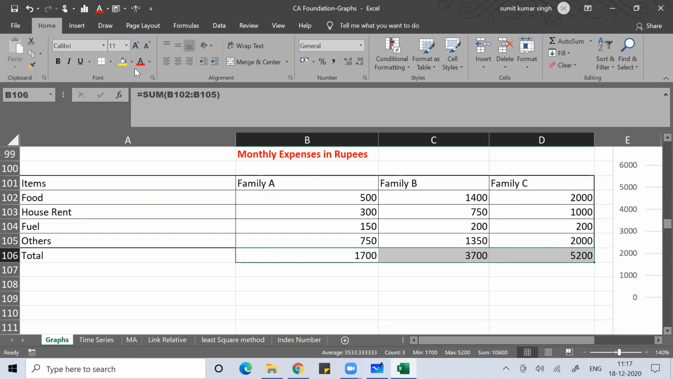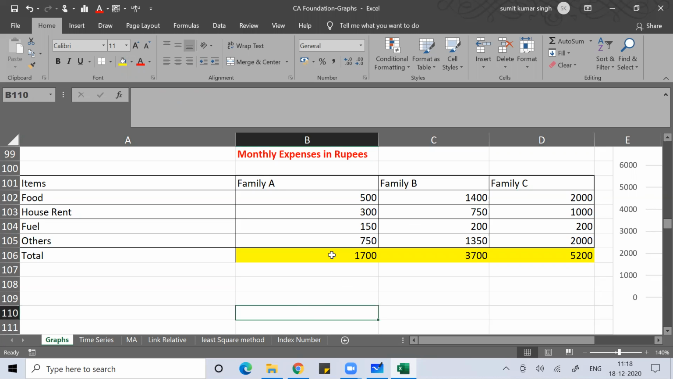When I talk about this total, 1700 is the total expense of family A, 3700 is the total expense of family B, and 5200 is the total expense of family C. How they're using these expenses is given to you.